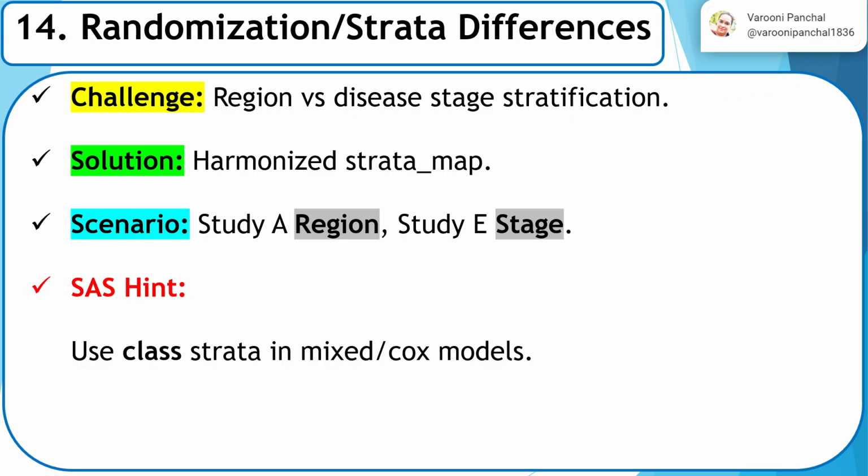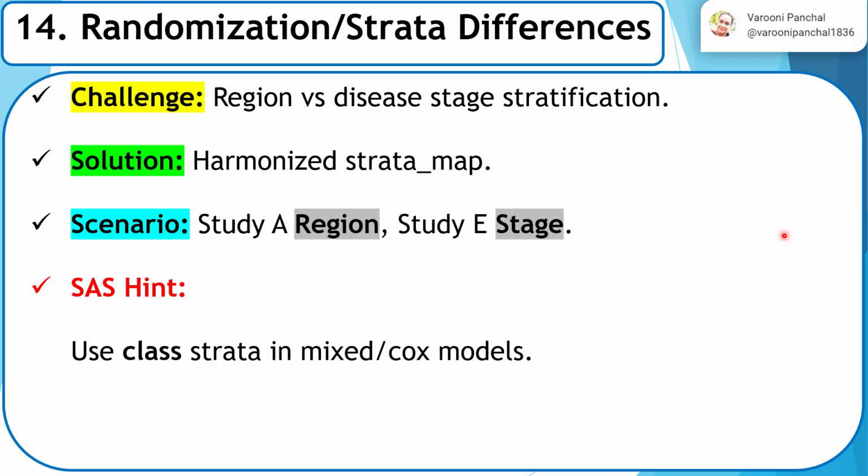Number 14 is randomization and strata differences. Now the challenge here is we'll have different stratification. Now stratification in very simple words is nothing but groups. In one study the group is different, and in another study the group is different. So how could it be different? In study A it is region, whereas in study E it is stage. So the strata is different, or the group is different, because it is analyzed also differently in the 12 individual studies. But now we are to focus on the one ISS and ISE study.